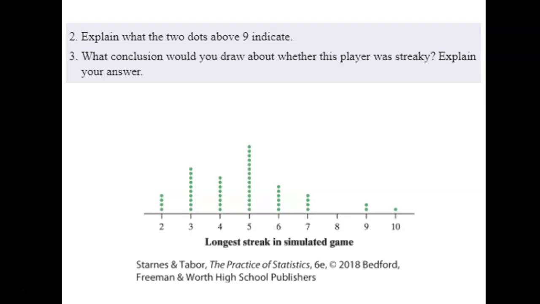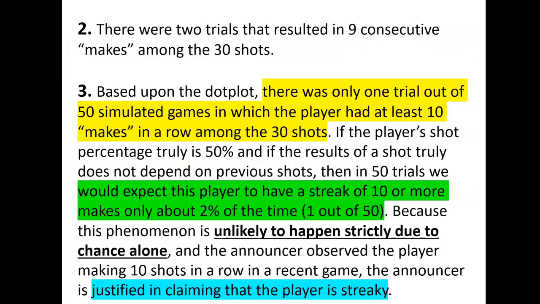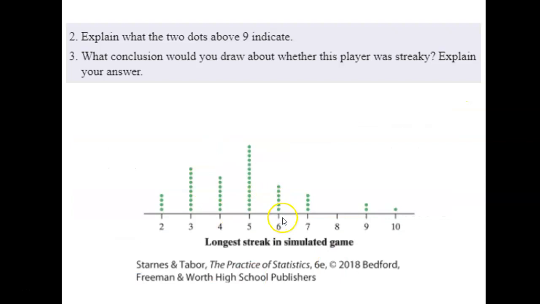So to answer their first question about explaining what those 2 dots above the 9 represent, those were the 2 trials that resulted in 9 consecutive makes among the 30 shots. And I don't think I explained that really well. I think I was missing the point of this. So there were 1, 2, 3, 4 different trials where the simulated player made 2 shots in a row, and that was their longest streak. And then there was this many where they made 3 in a row, and this many for 4 in a row, and so on. So 2 times did they make 9 in a row by chance.